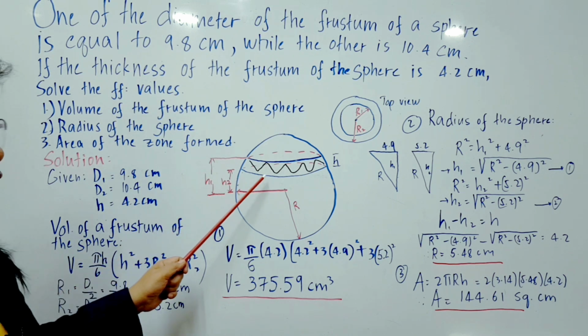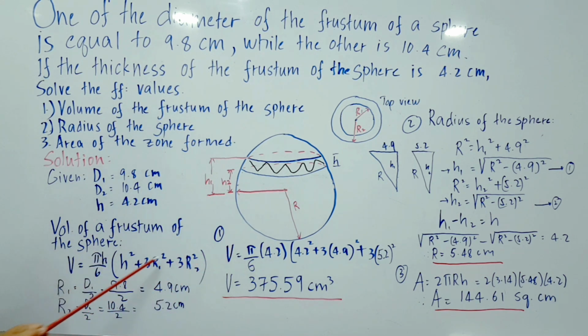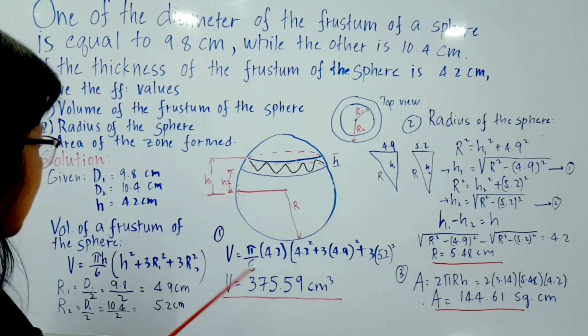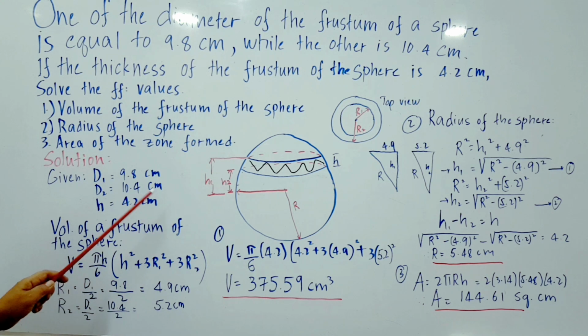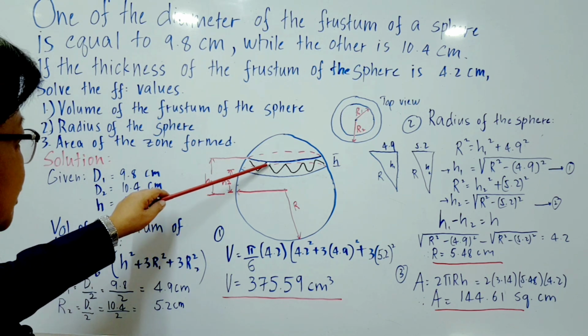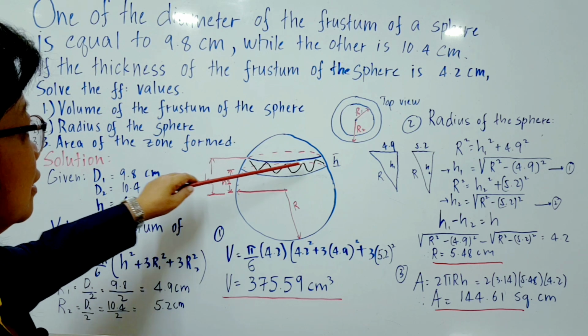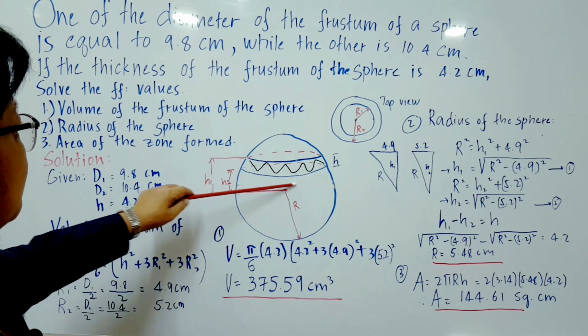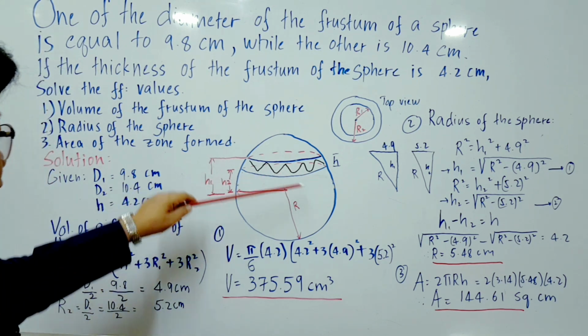Of course, the formula of the volume of the frustum of the sphere is equal to pi h divided by 6 multiplied by h squared plus 3r1 squared plus 3r2 squared. Now, this h is the thickness of the frustum of the sphere. And r1 is the radius of the smaller, and r2 is the radius of the bigger, the longer line.